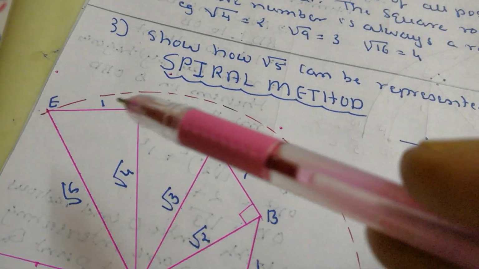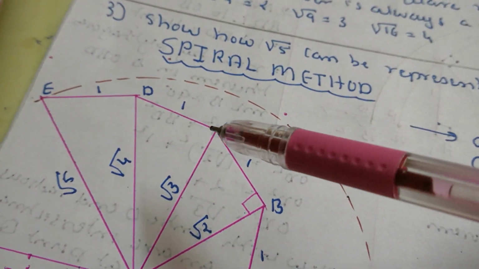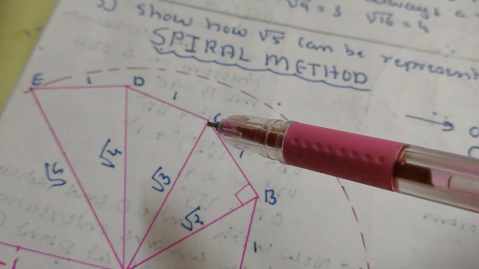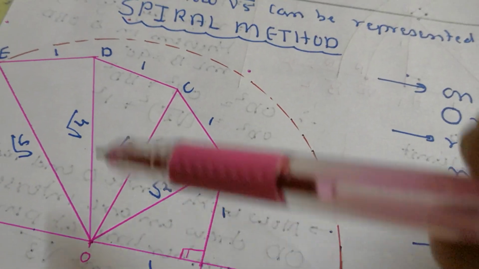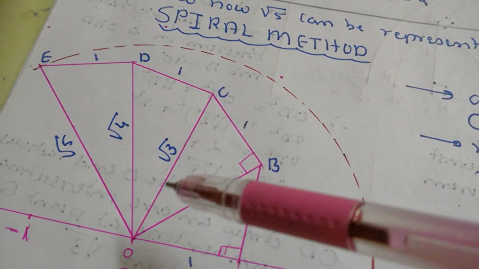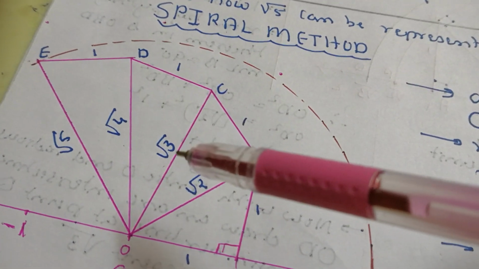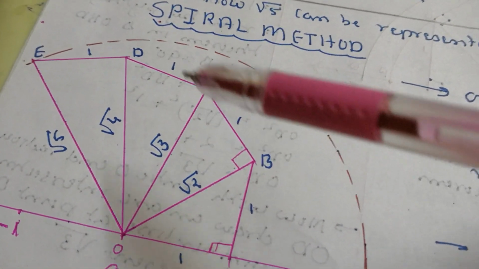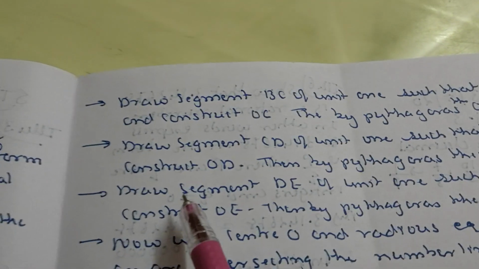Well, I have made the point of 90 degrees over here, placing the protractor over here, and I have made it one unit. Joining DC. So I have to find out DC. DC is nothing but OC square plus CD square. That is root 3 square, which is 3, and 1 square is 1, that is 4. That is root 4. Same thing I have explained to you over here.